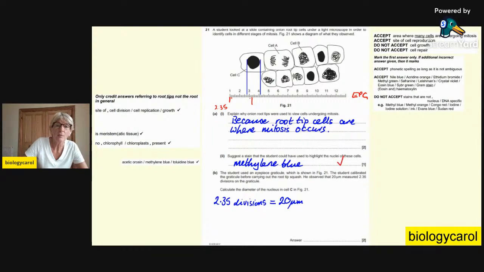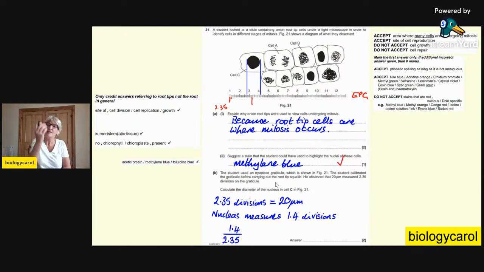Now, when I worked out how many this was, I came to the conclusion, and you'll have to look at it closely, that this was 1.4 divisions on the graticule. Now, if 2.35 divisions equals 20 micrometers, I've got less than that. I've got 1.4. So I've got to work out the fraction of 20 that is 1.4. So the fraction is 1.4 over 2.35. But it's that fraction of 20 micrometers.